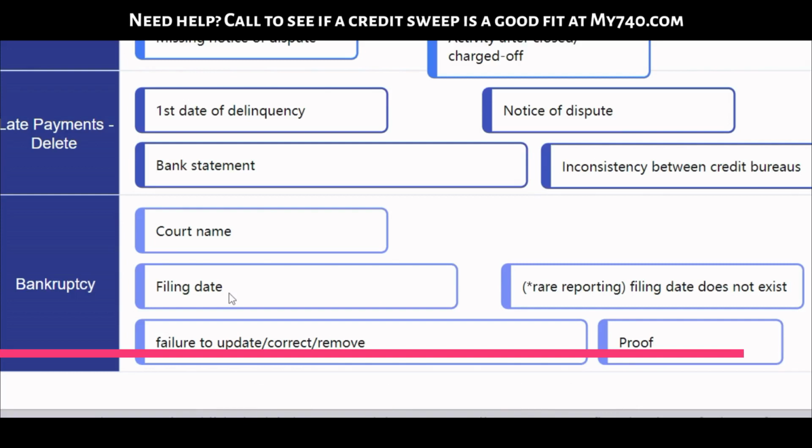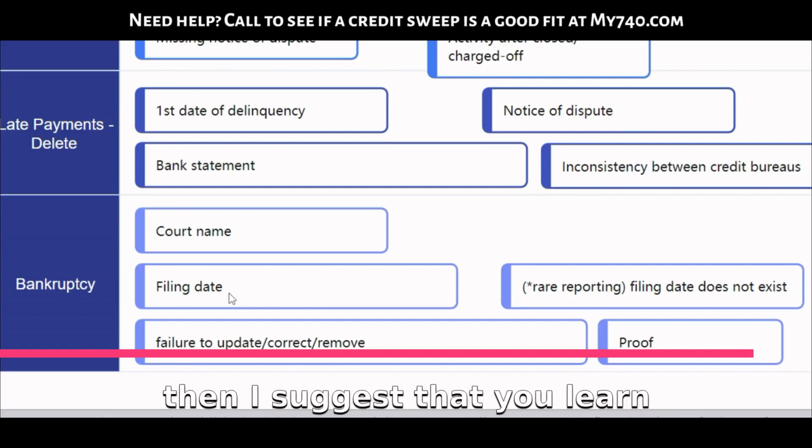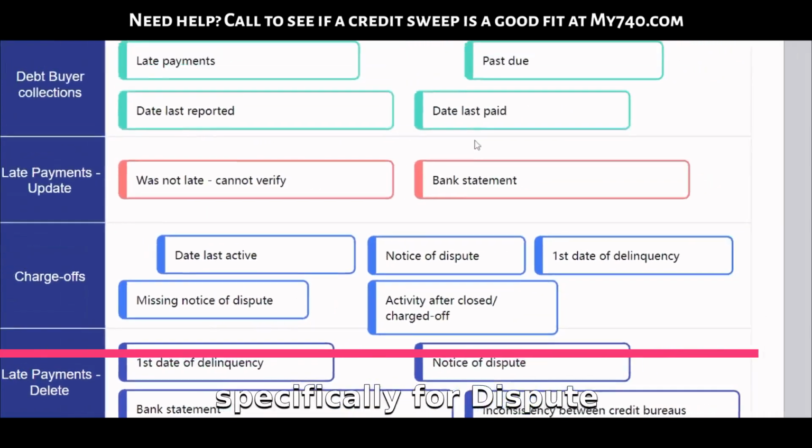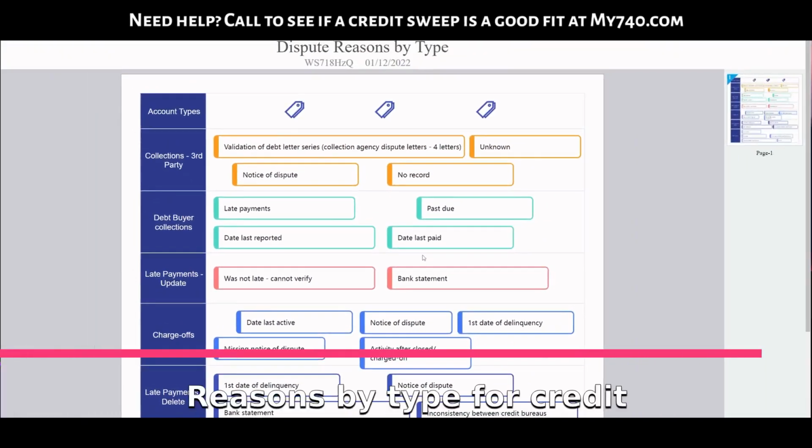And a lot of people think that, you know, you're obligated to these removals, these deletions, these updates, and you're not, okay? So if you don't want to wait 7 years, if you don't want to wait 10 years, then I suggest that you learn how to do this the right way. And today we went over specifically dispute reasons by type for credit sweeps so that you can learn how to do this with a bang and get your results.